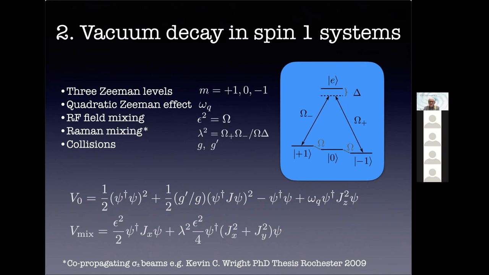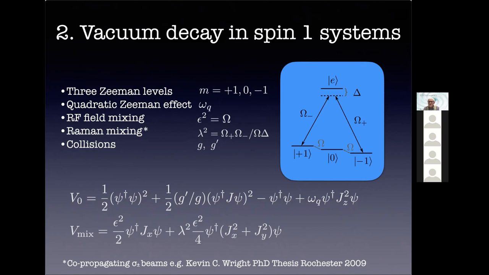There are new features in this system. First of all, we make use of what's called the quadratic Zeeman effect. More about that later. We still have the radio frequency mixing. Again, we parameterize that by parameter epsilon.